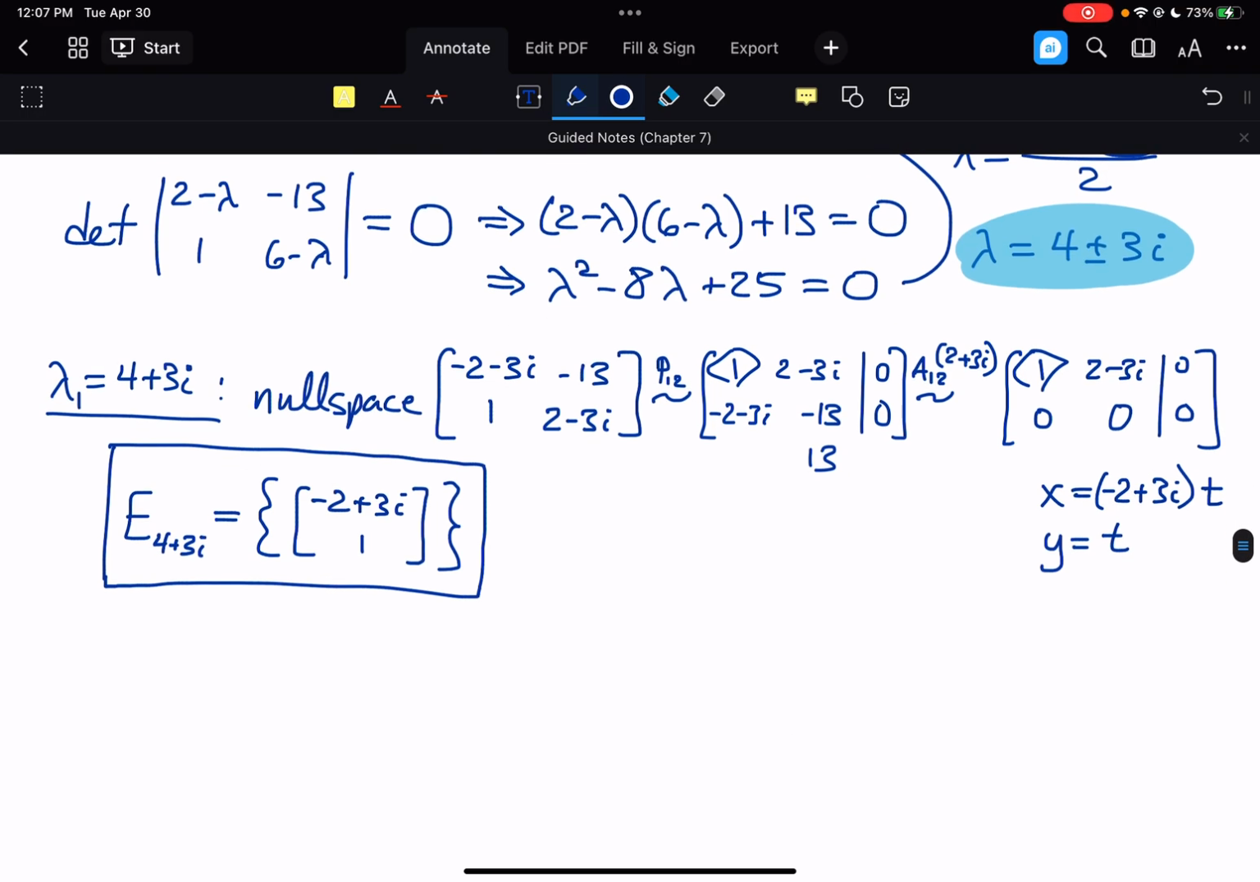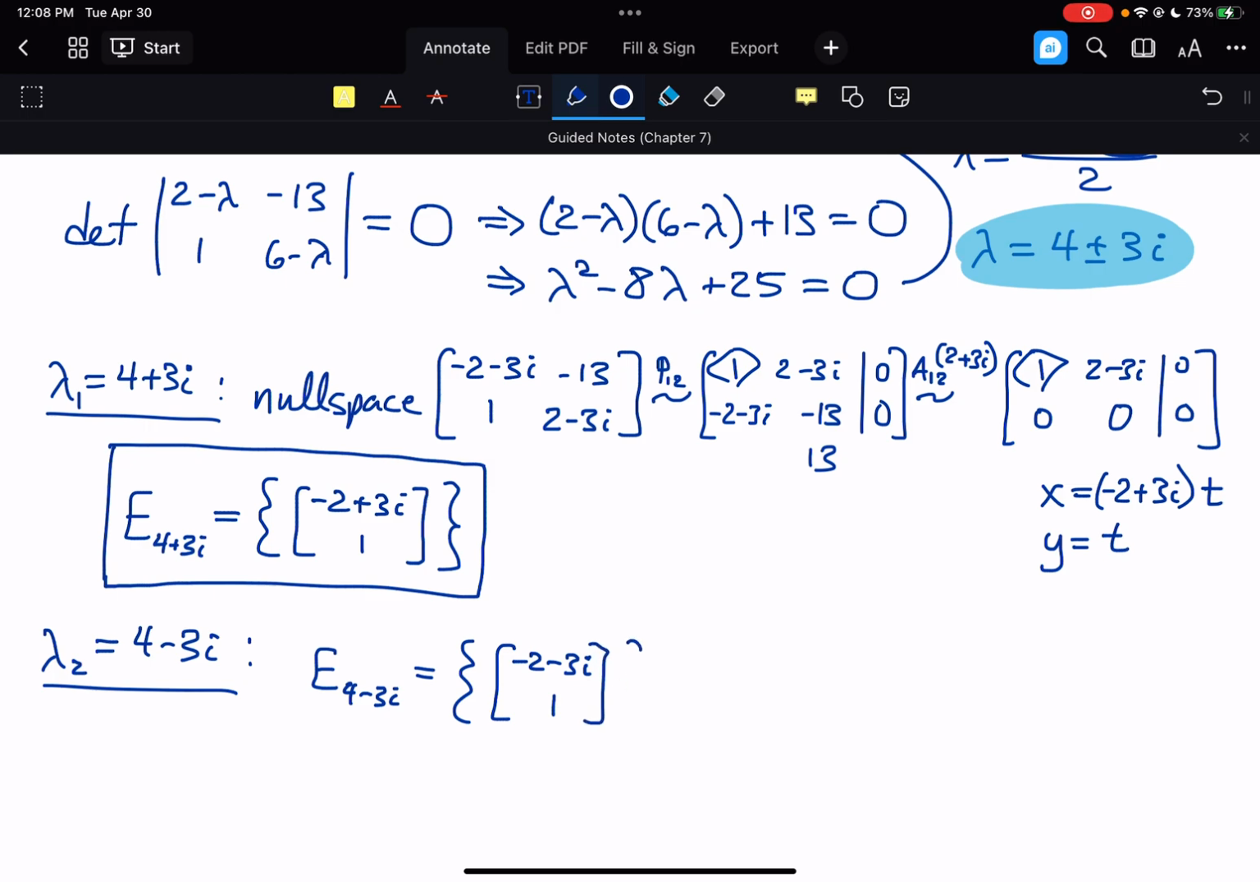And the nice thing about the complex numbers is when you take the conjugate, the eigenvector also conjugates. So instead of negative 2 plus 3i, it's going to be negative 2 minus 3i and 1. So we actually don't even need to work with the second eigenvalue. We know that it will produce that complex conjugate in that first component.